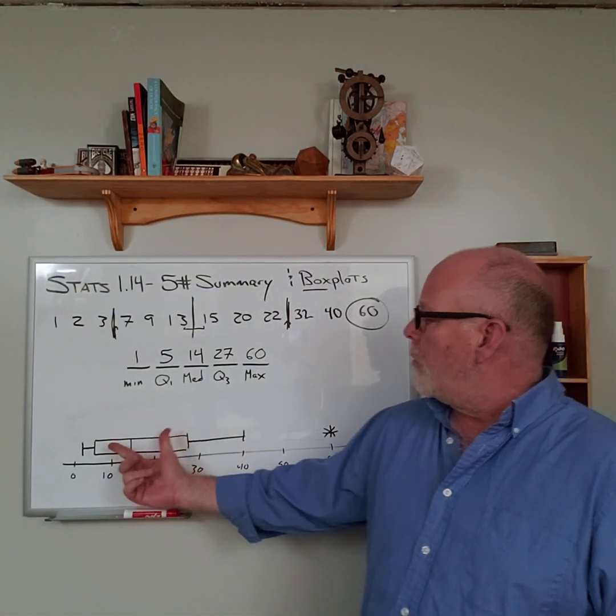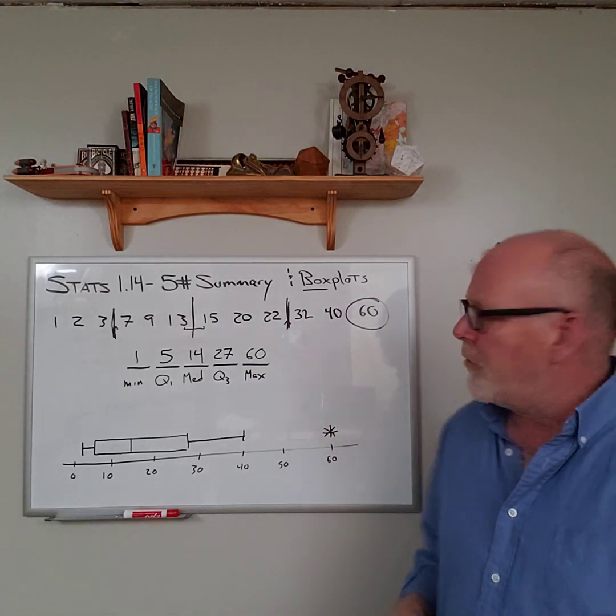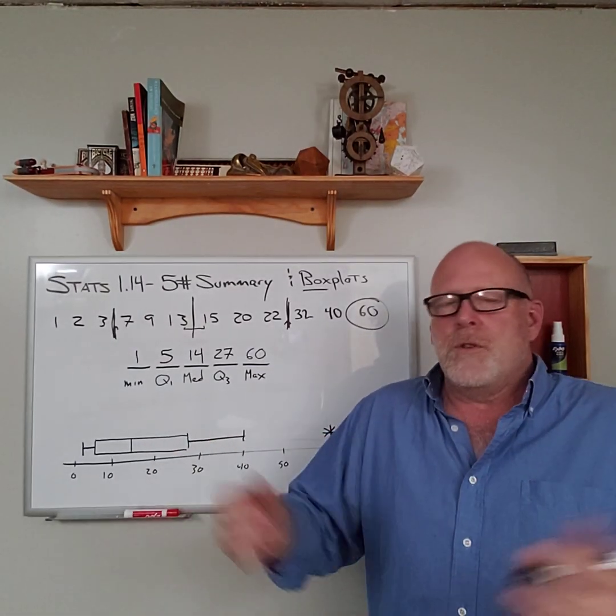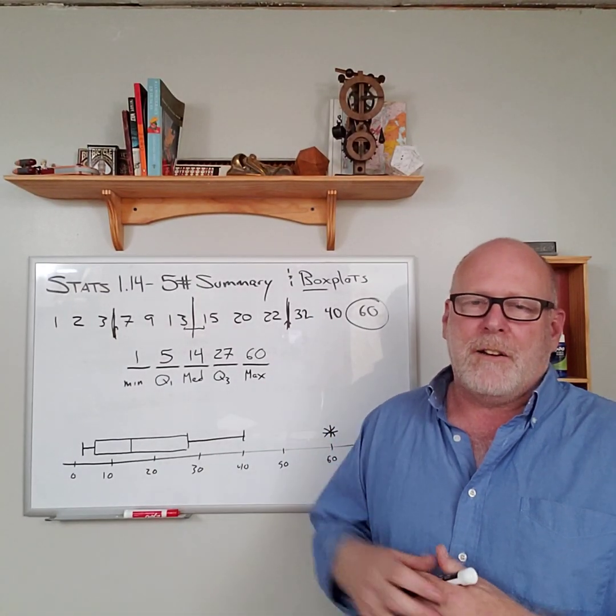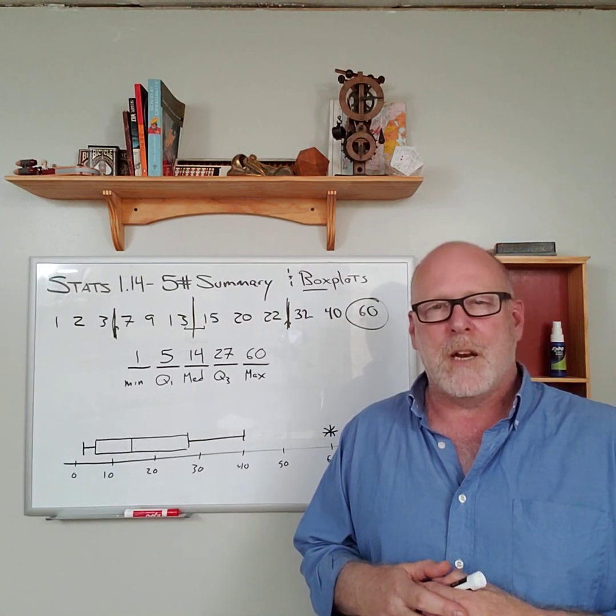So there we go. Box, whisker, a star for outliers. We'll use our judgment every once in a while to talk about outliers. We're not going to define them and hold you accountable for those.